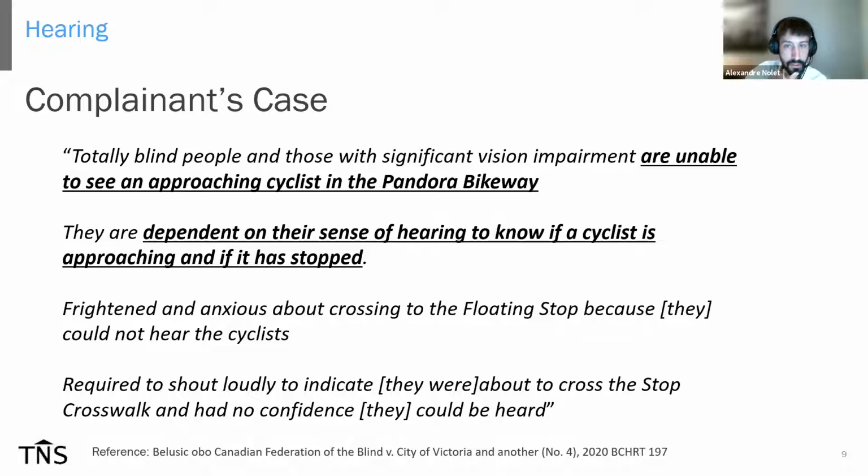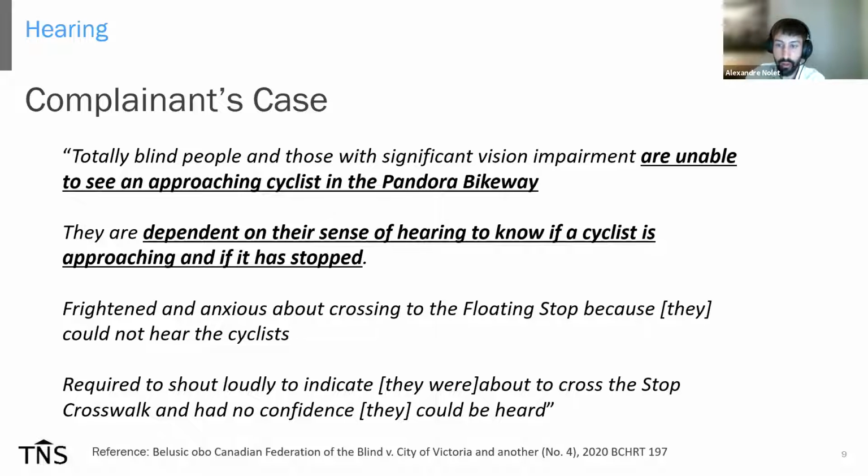So the plaintiff in this case was a group of people with reduced visibility. A number of them testified in court to describe their experience using these facilities. You see the quotes here. They come from the decision document that is publicly available if you're interested.